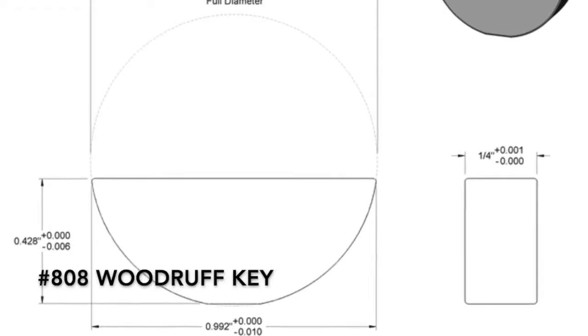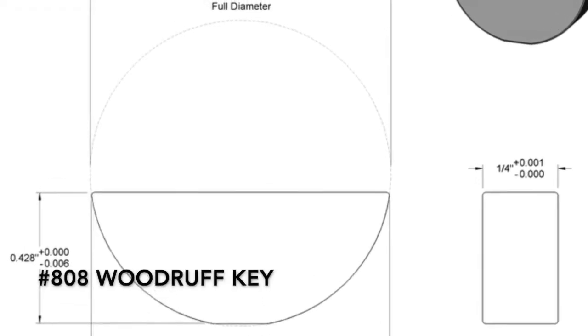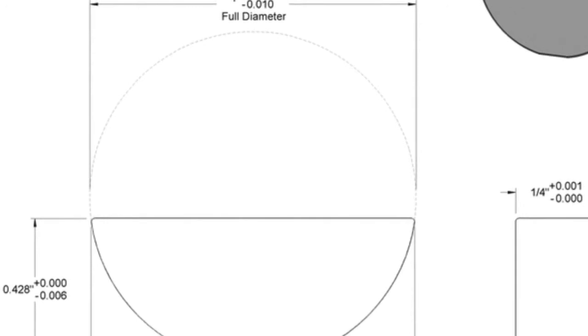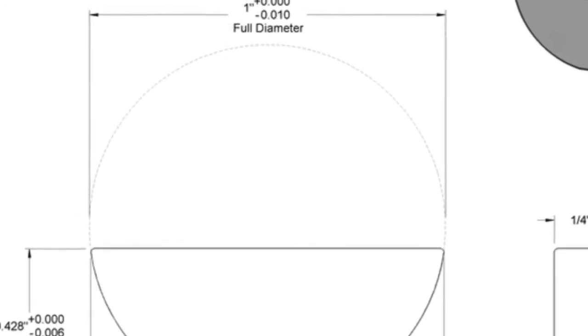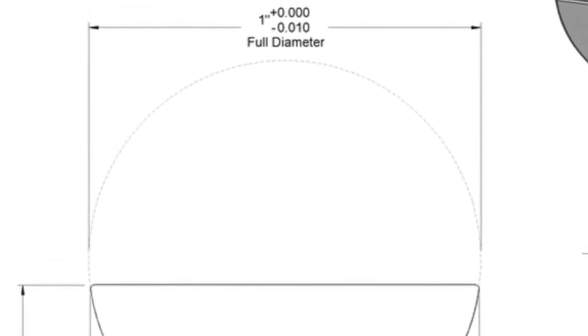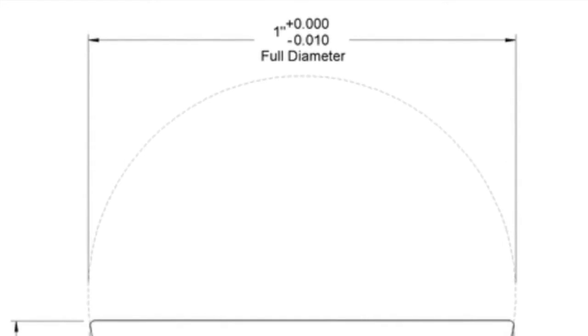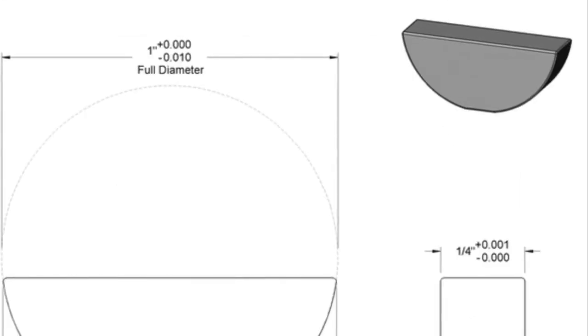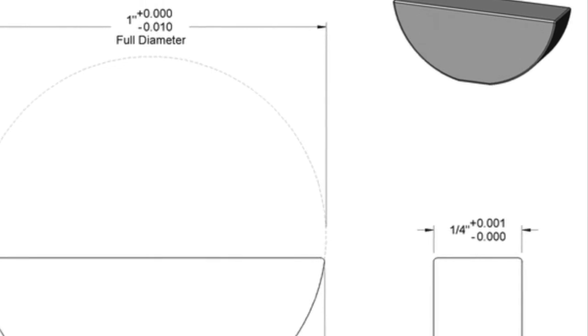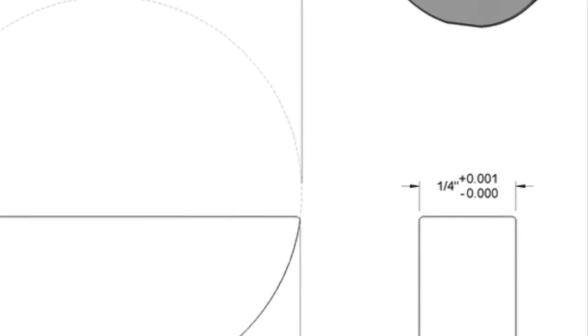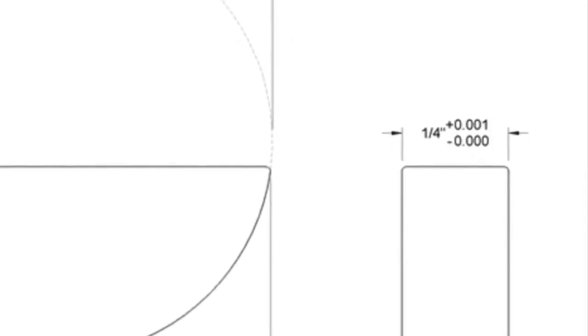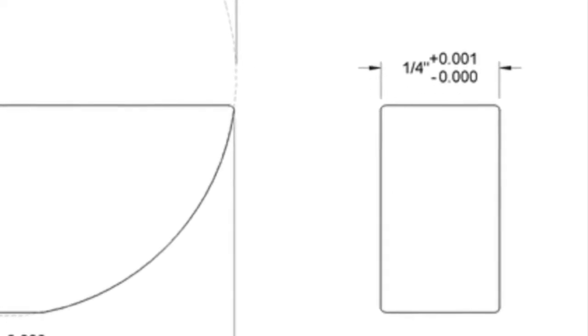In the case of the number 808, the last two digits, 08, indicate that it is 8/8, or 1 inch in diameter, and the 8 preceding indicates that it is 8/32 of an inch, or 1/4 of an inch wide.